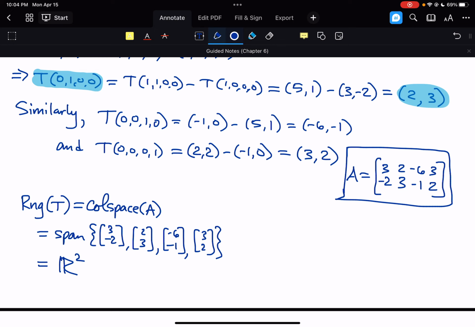So in this case, the range is the span of all these column vectors, which is all of R2. So you can create any vector in R2 using these four. And then for the kernel of T, that would be the null space of A.